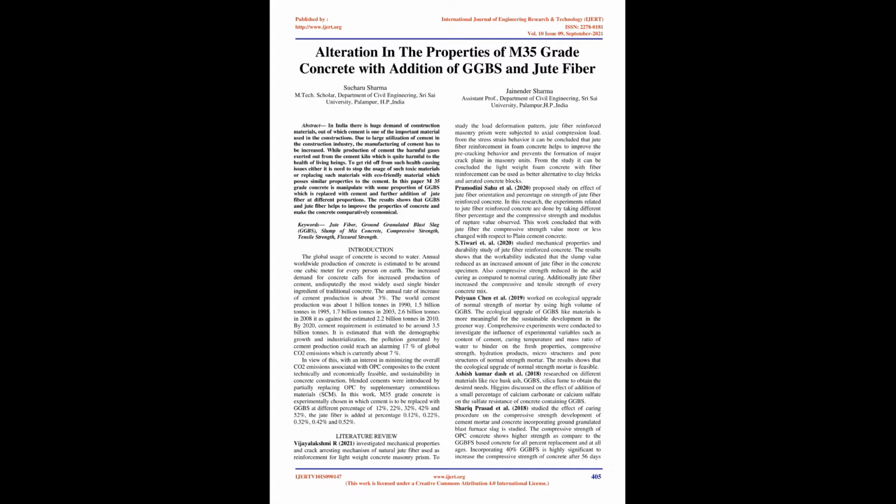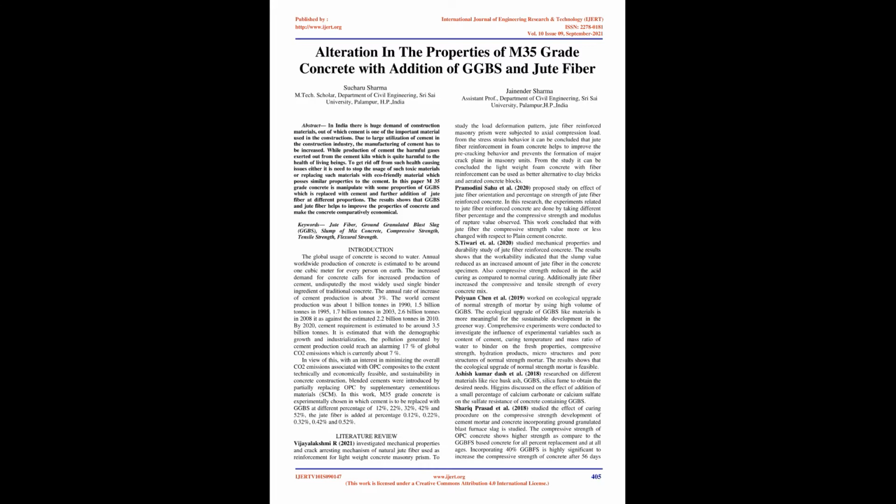World cement production was about 1 billion tons in 1990, 1.5 billion tons in 1995, 1.7 billion tons in 2003, and 2.6 billion tons in 2008, as against the estimated 2.2 billion tons in 2010. By 2020, cement requirement is estimated to be around 3.5 billion tons. It is estimated that with demographic growth and industrialization, the pollution generated by cement production could reach an alarming 17% of global CO2 emissions, which is currently about 7%.